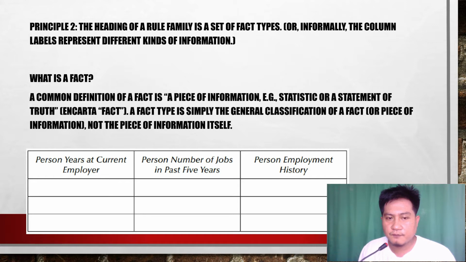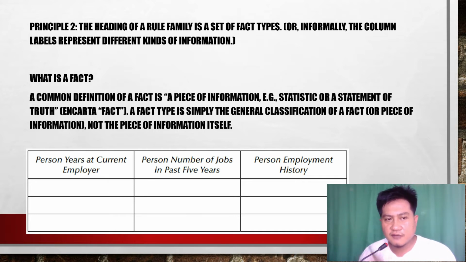Okay, that's the information. Whereas the second column talks about the number of jobs in the past 5 years. So did that employee jump from job to job to job? How many jobs has he had for the past 5 years, that kind of information. And then the third one is about the person employment history. Did that employee have a good history of employment or a bad history of employment?